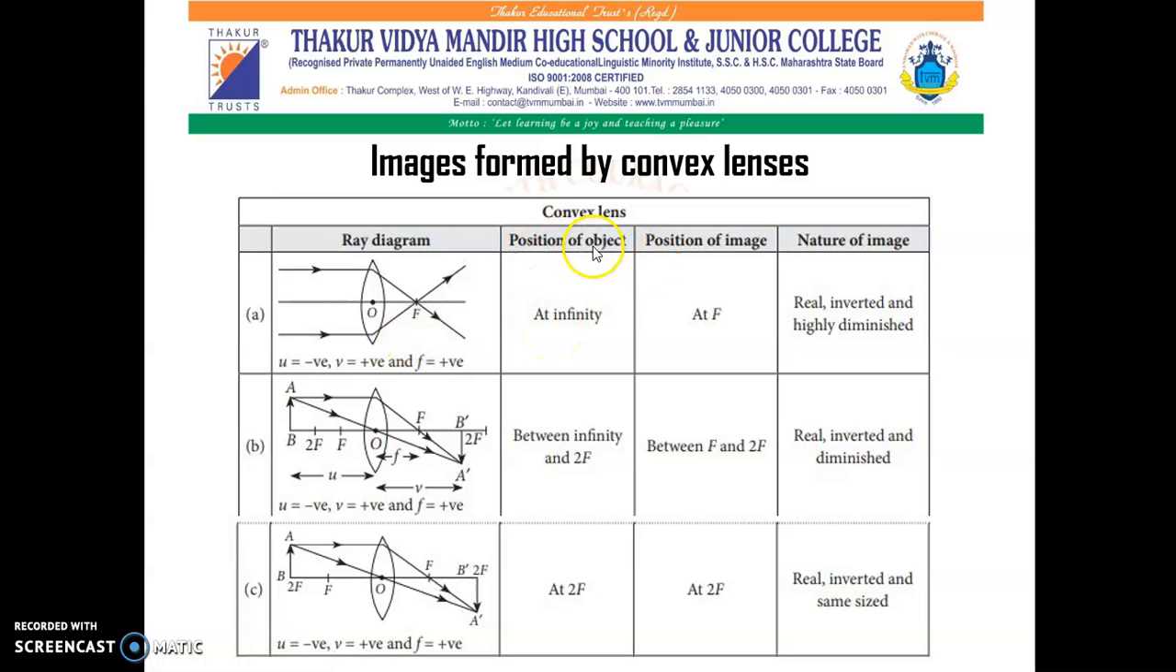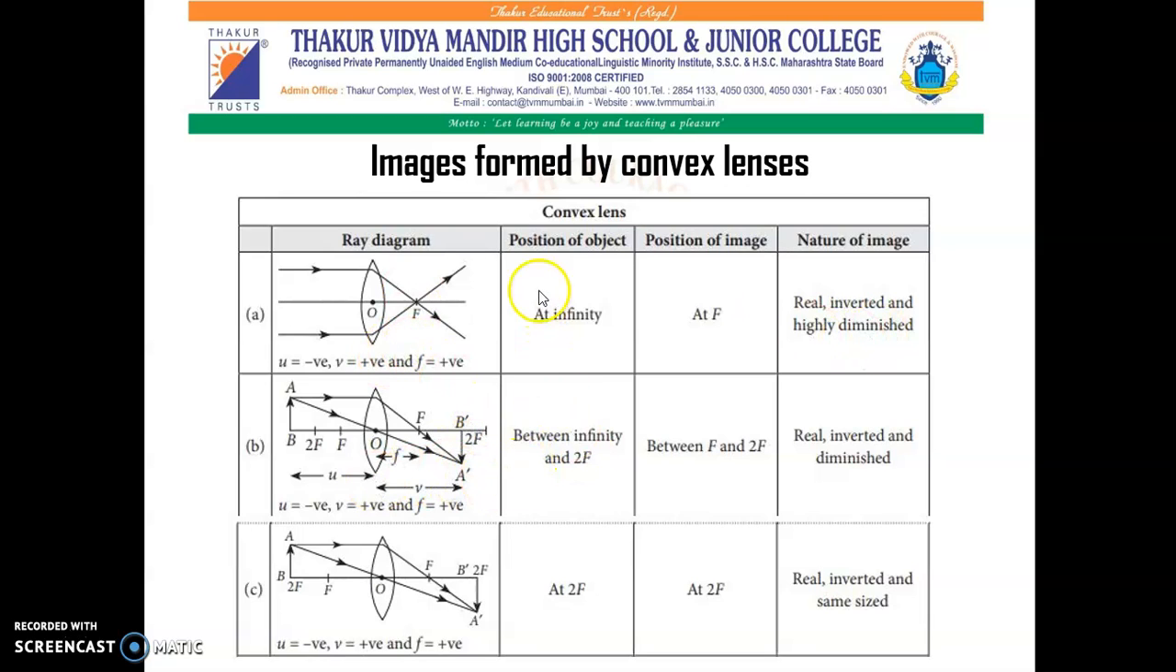When the position of the object is at infinity, in that particular case, the incident rays, you can see over here, they are parallel to the principal axis. And after refracting, as per the rules of ray diagram, they will pass through the principal focus. So all the rays are meeting at point F. So the position of the image is F and the nature of the image is real, inverted and highly diminished.